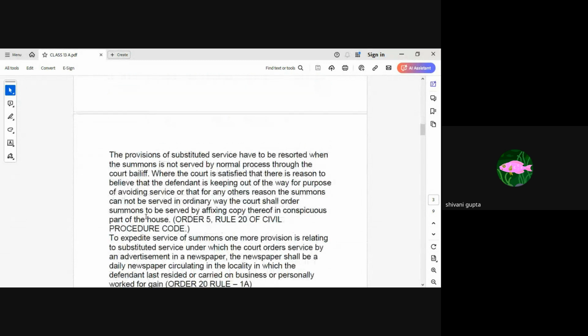Provisions of substituted service have to be resorted to when the summons is not served by the normal process through the court bailiff. When the court is satisfied that there is reason to believe that the defendant is keeping out of the way for the purpose of avoiding service, or that for any other reason the summons can't be served in the ordinary way, the court shall order the summons to be served by affixing a copy thereof in a conspicuous part of the house. This is given under CPC Order 5, Rule 20. You can refer to Order 5, Rule 20 afterwards in the Bare Act.